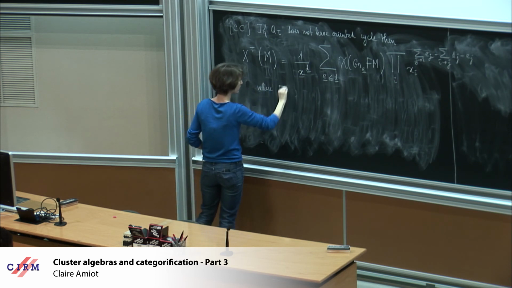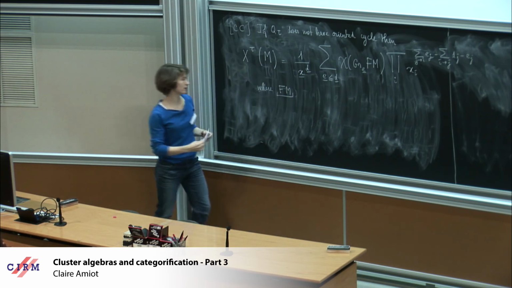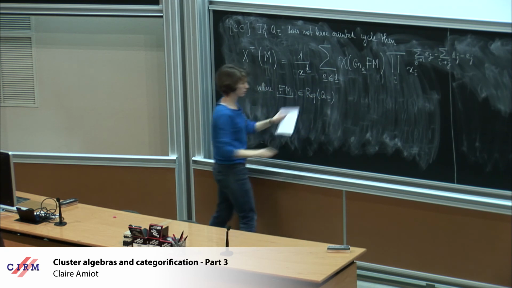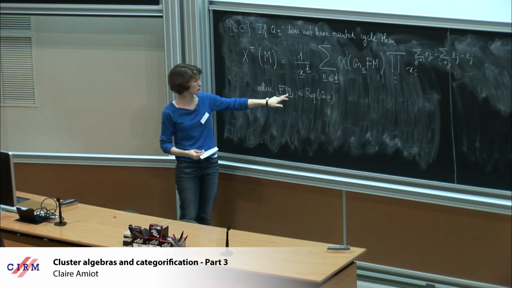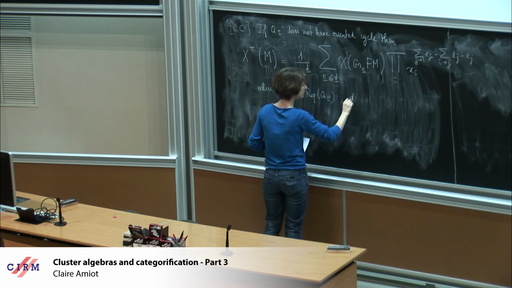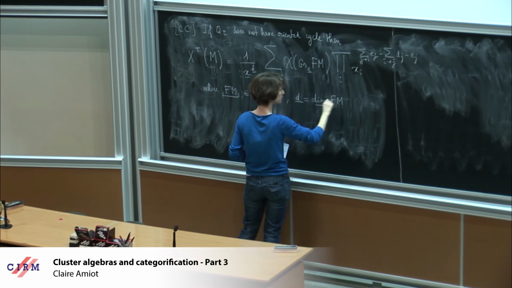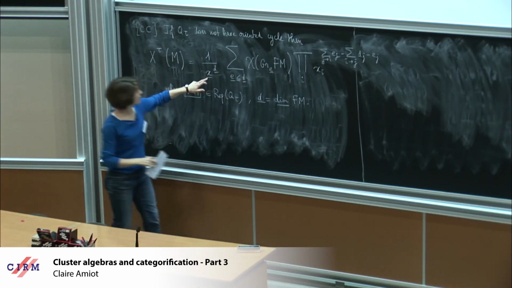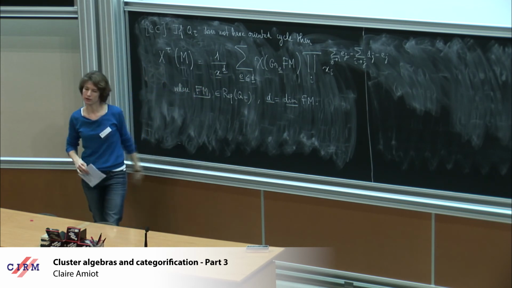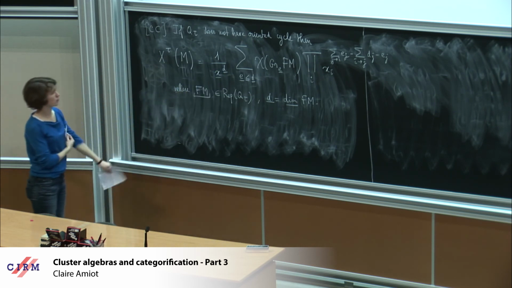First, what I denote by fM is the image of this object in the category rep Q tau. So it's just when you see this object as a module. And d will be the dimension vector of this fM. When I write x bar to d bar, it's x1 to d1 up to xn to dn. So this is the denominator of the formula.